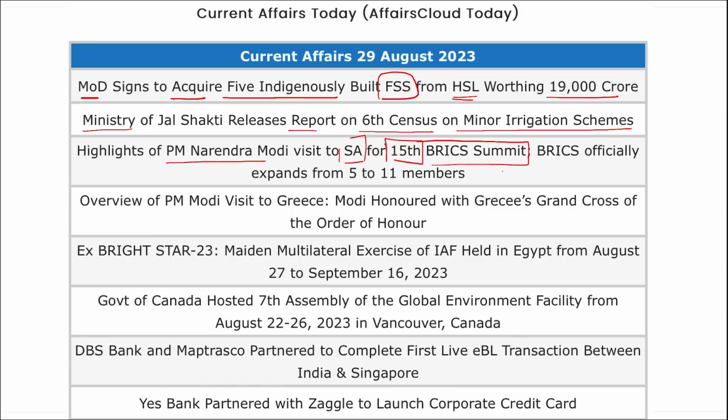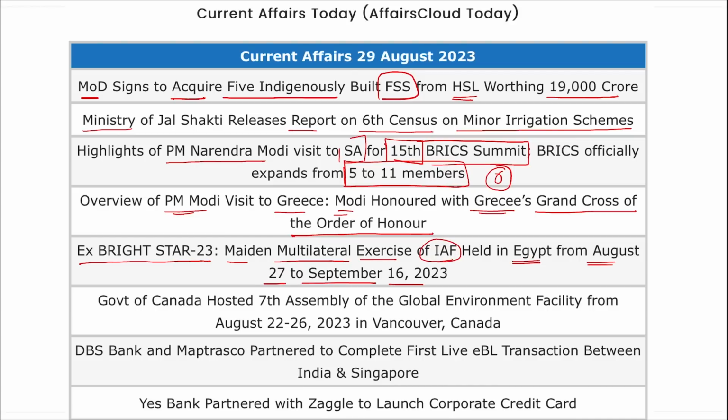This was held in South Africa, and now 6 new members will be added to the BRICS, that is from 5 to 11. PM Modi visited Greece, and PM Modi was honored with Greece's Grand Cross of the Order of Honor. Then Exercise Bright Star 23, the maiden multilateral exercise of the Indian Air Force, was held in Egypt from August 27 to September 16.